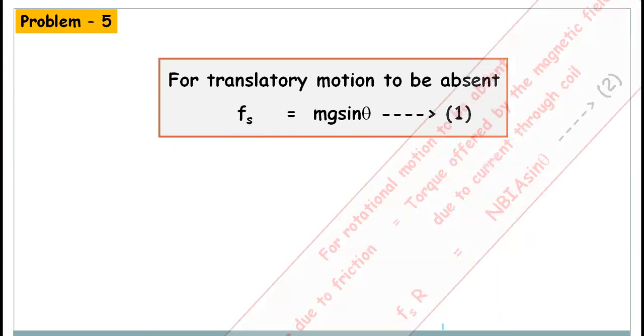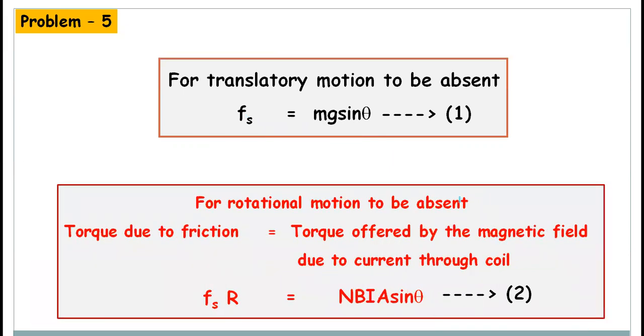For rotational motion to be absent, torque due to friction should be equal to torque offered by the magnetic field on the current carrying coil. So F into R is equal to NBIA sin theta. In the subscript, static friction. Since the sphere is at rest, we call it static friction.